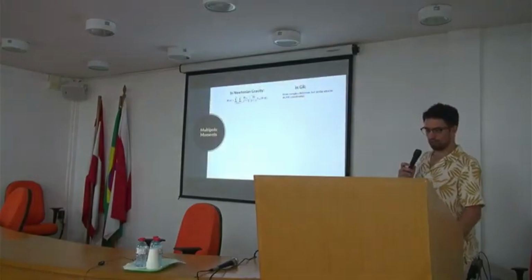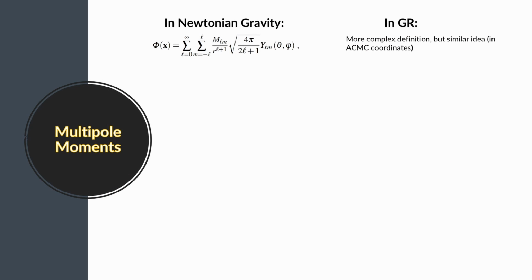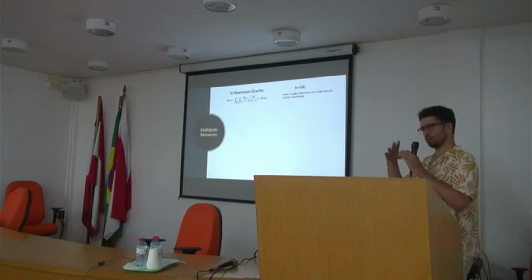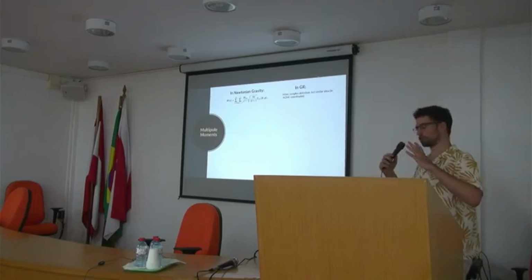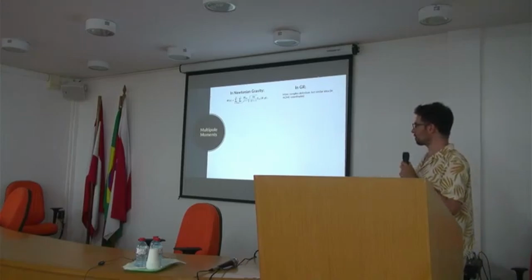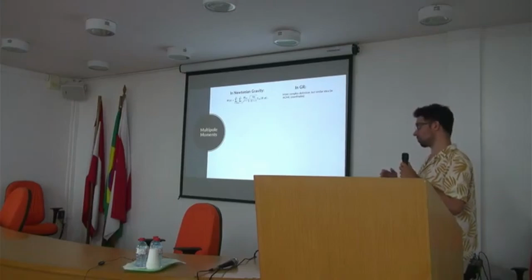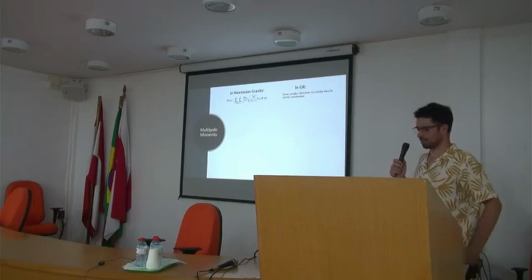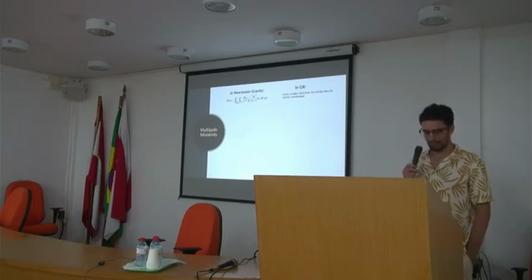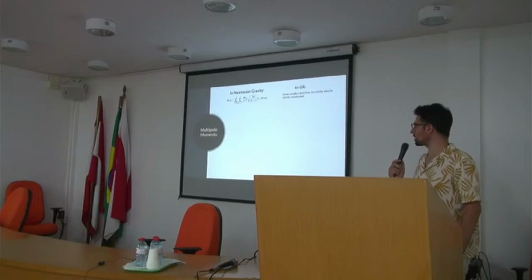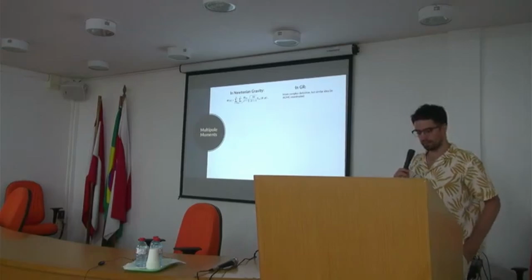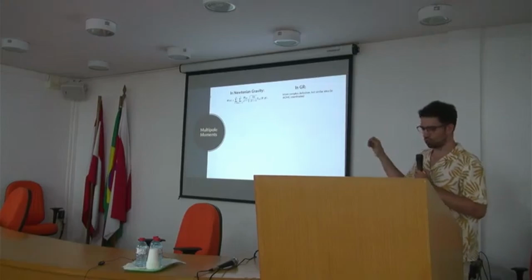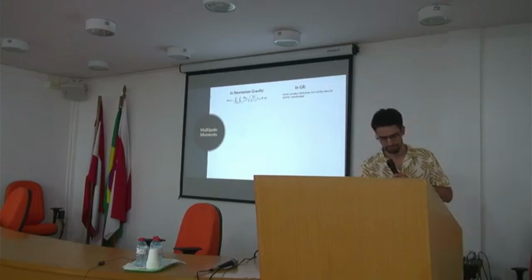So multipole moments, I think you probably know them from Newtonian gravity. These are coefficients that tell you basically the deviation of the potential of your body from the potential of a spherically symmetric body. These are represented by these M_l's in the expression on the left. In general relativity, things are a bit more complicated, but there is a similar definition if you are in some specific system of coordinates. I don't want to go into those details here.